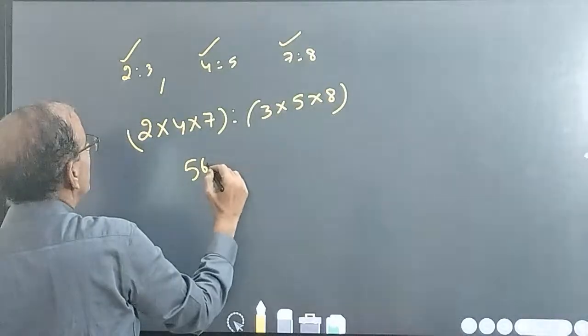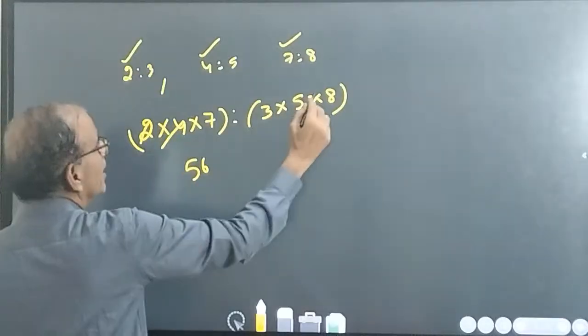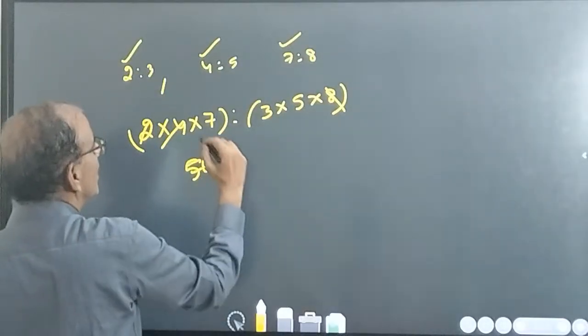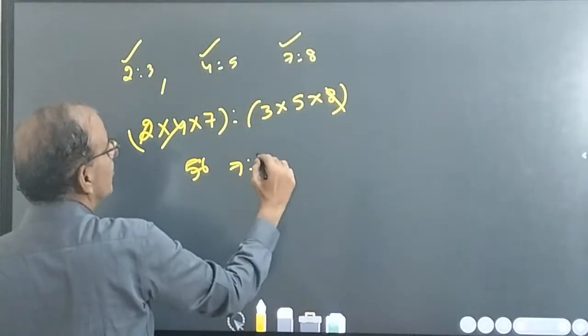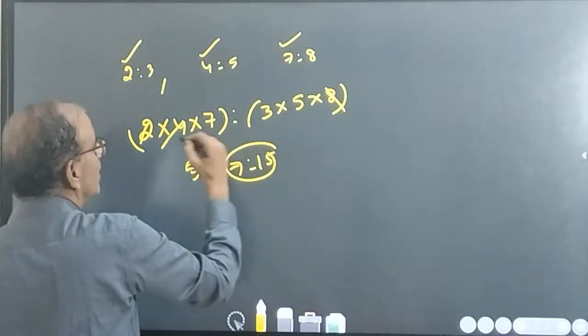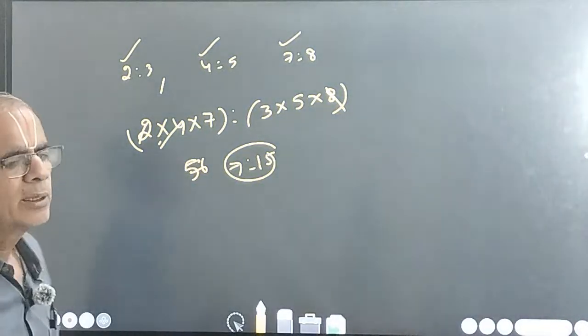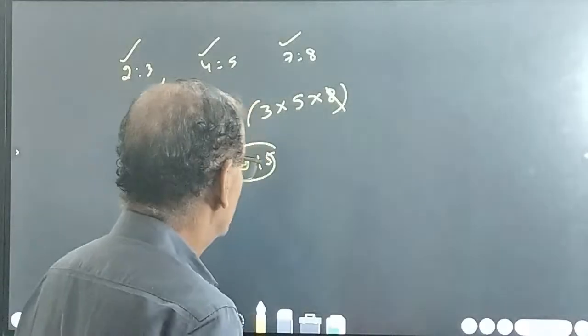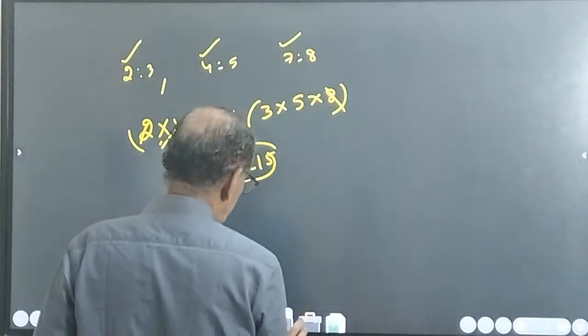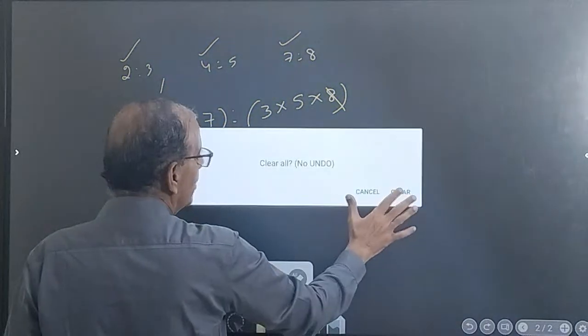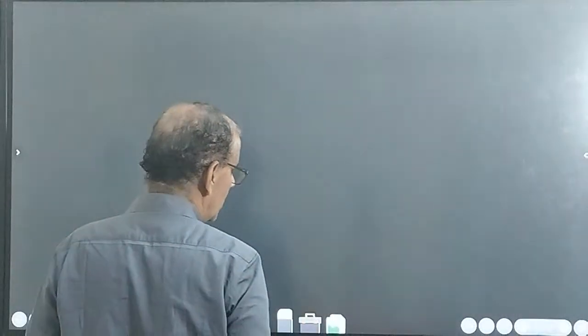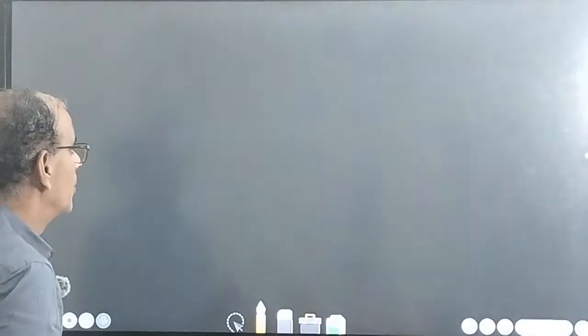56 is to இது அப்படியே அடிக்கலாம் இல்லையா? அது என்ன 8 கேன்சல். ஆன்சர் என்ன? 7 is to 15. 8 கேன்சல் பண்ணிடலாம். 7 into 10, that is 36, right? Next, that is about ratio and proportion.